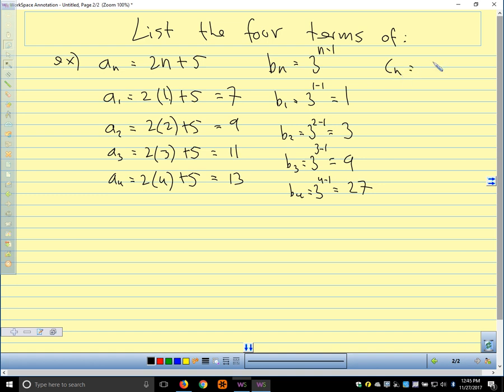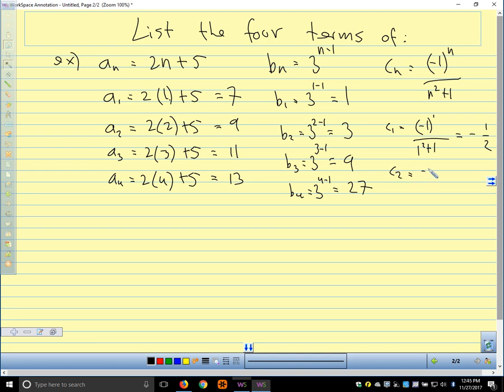c sub n is negative 1 to the n over n squared plus 1. What is that negative 1 to the n going to do to our terms? They're going to switch between negative and positive, right? Because negative 1 to an odd power is going to be negative, and negative 1 to an even power is going to be positive. So c sub 1 is negative 1 to the 1 over 1 squared plus 1, which is negative 1/2.